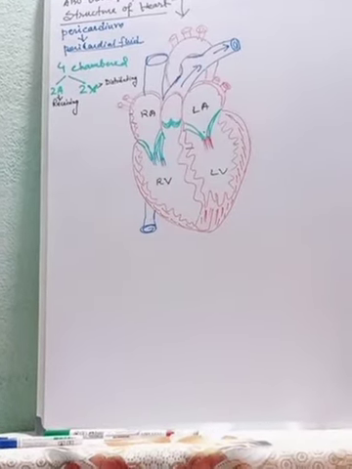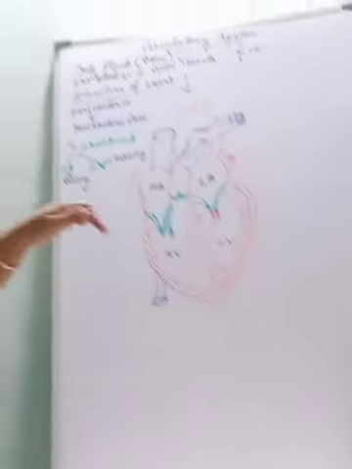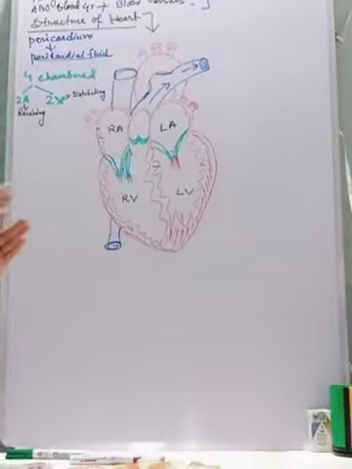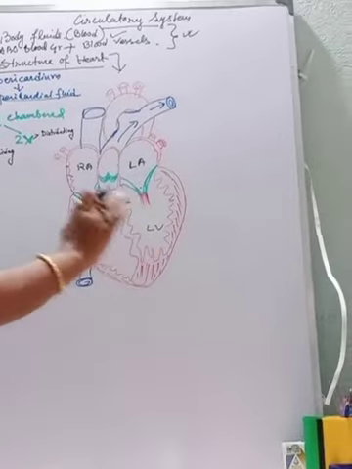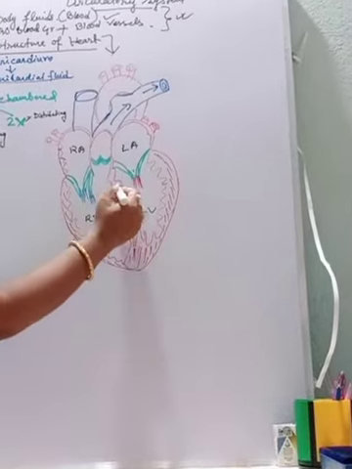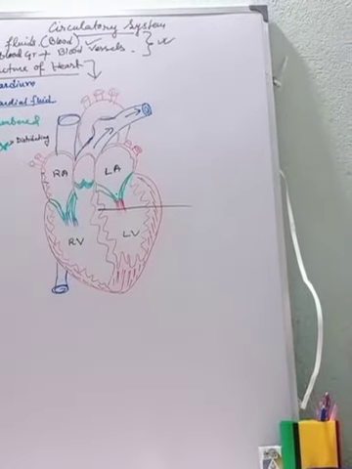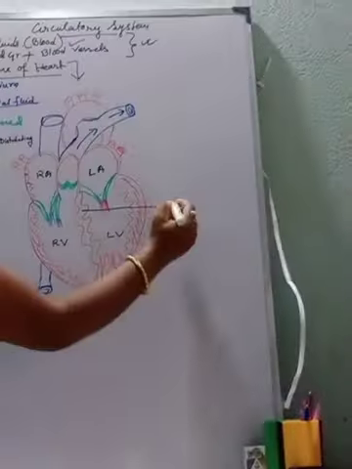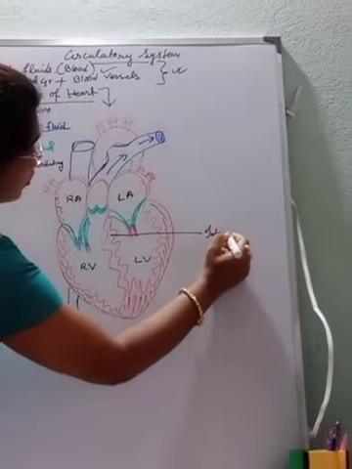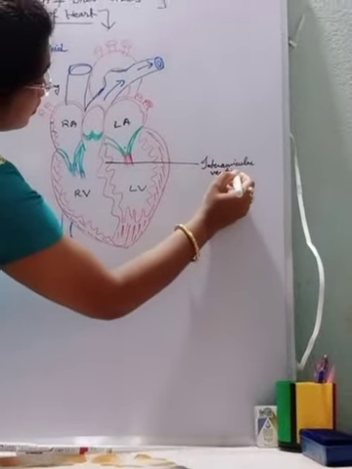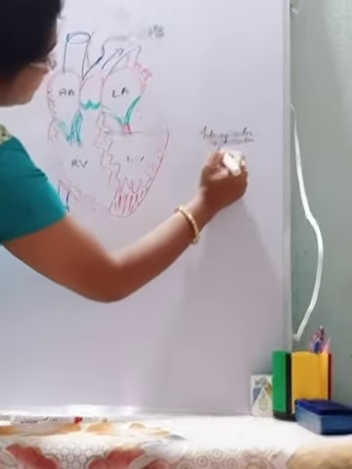Next, I would like to say another thing also. See, the right and the left auricles are separated from each other. Again, the right ventricle and the left ventricle are also separated from each other. That is done by a septum. The right side is totally separated from the left side, and this separation is done by the interauricular and interventricular septum.